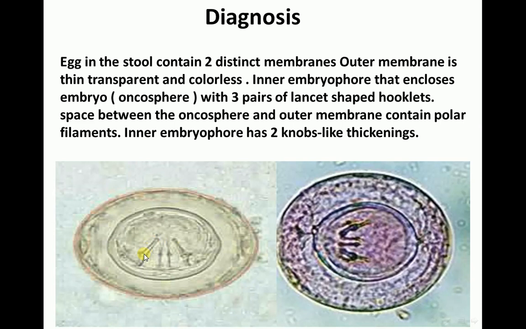Embryo, which is called hexacanth embryo because it contains 3 pairs of hooks. The first pair, the second pair, and the third pair. Between the outer membrane and embryophore, we can see polar filaments in the space between the outer and inner membrane of the ova.